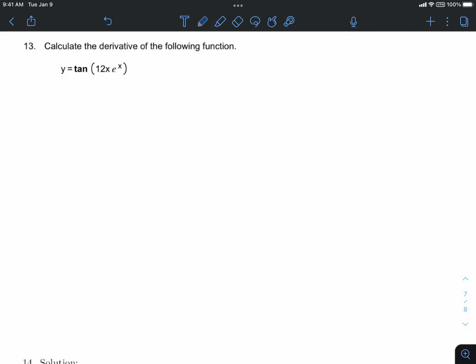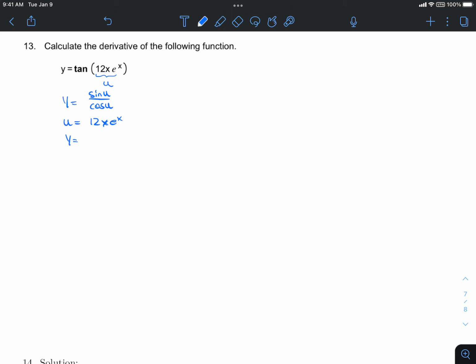So what does the chain rule say, and how do we make it work? I'll call this thing u. So that means y equals the tangent of u. And u is 12x e to the x. So I'm actually going to write y equal to, since I know tangent is sine over cosine, I'm going to write it like that: sine of u over cosine of u.